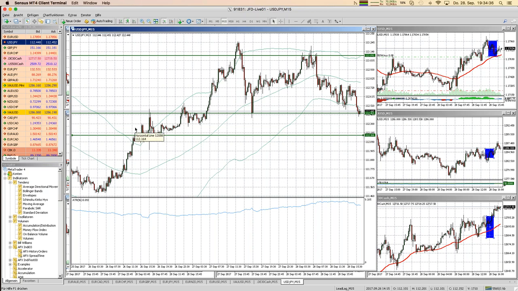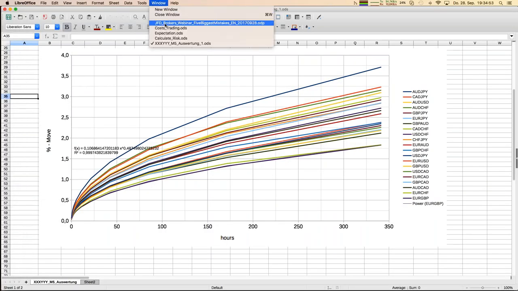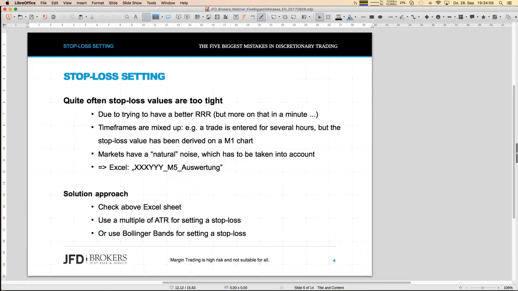And then you have already two good hints for getting a stop loss value for your trade: either ATR or Bollinger Band. Both have simply the reason to avoid being kicked out just by market noise. And that's what we want to achieve here. So stop loss setting is quite critical, and we need it. And we have two easy tools. And even if you look at that chart here, the typical move within a certain time, those help you to get your stop loss setting right.